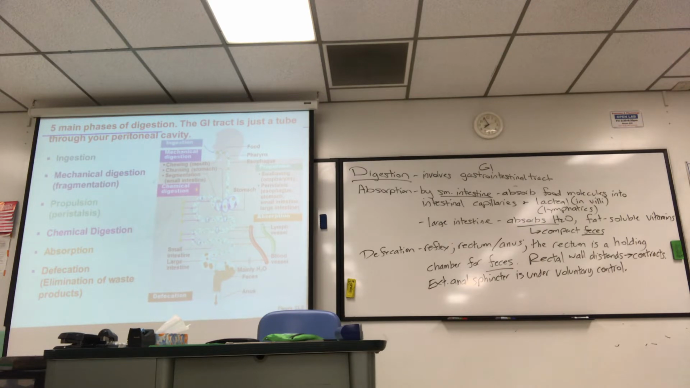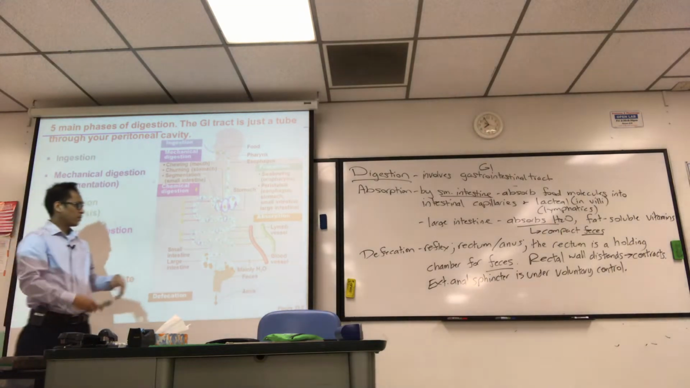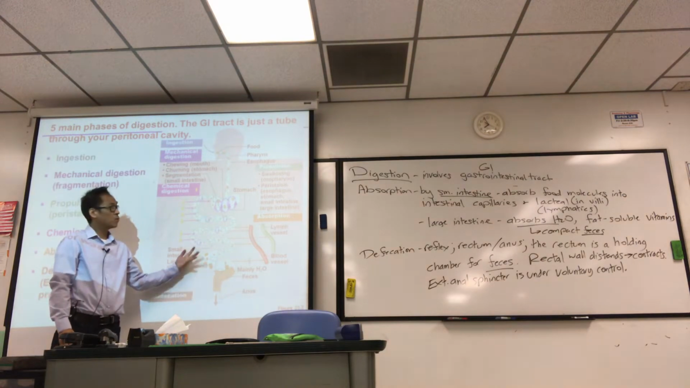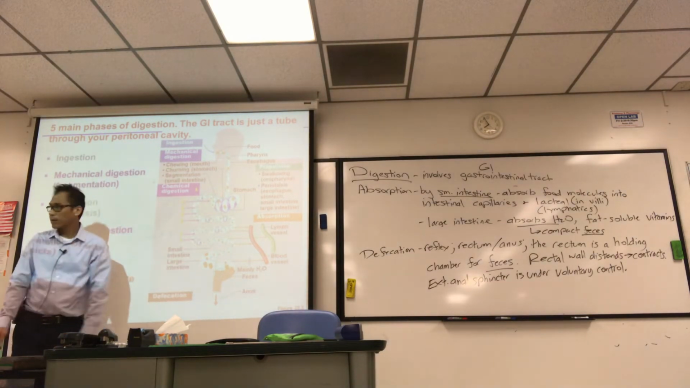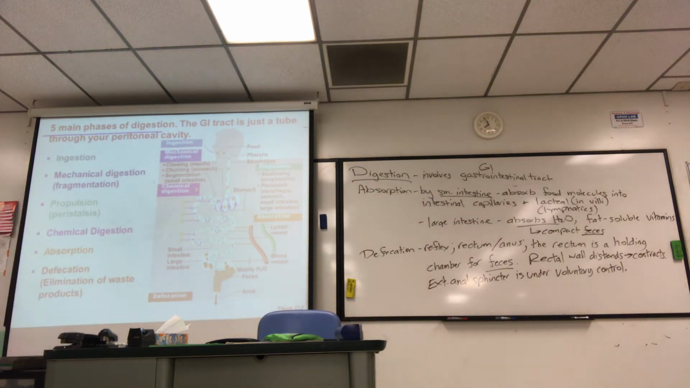Technically, you could take like a 30-foot string, swallow it, and you should be able to pull it out the other side. This tube is continuous, okay? And so we're going to talk about it from start to finish, but it helps to first understand the general structure of the GI tract.